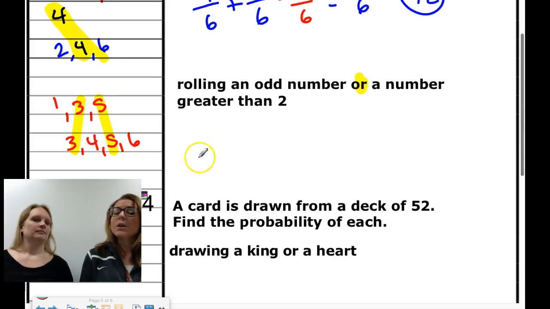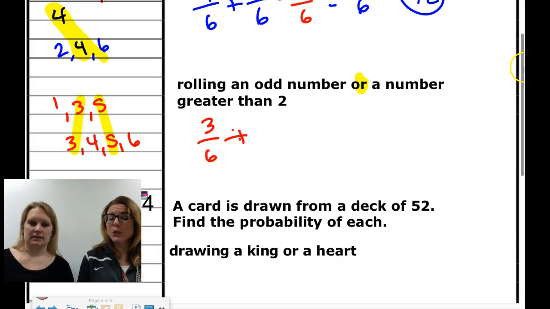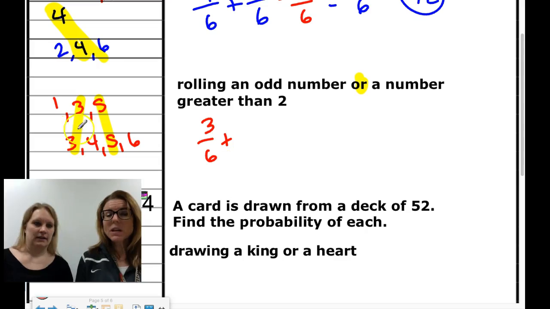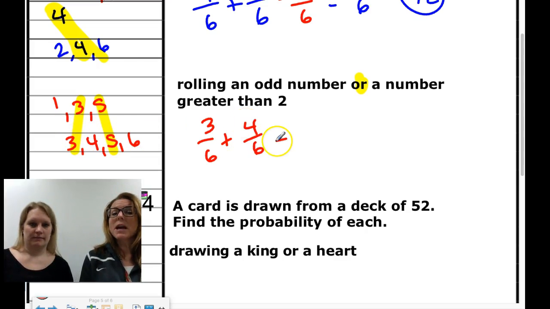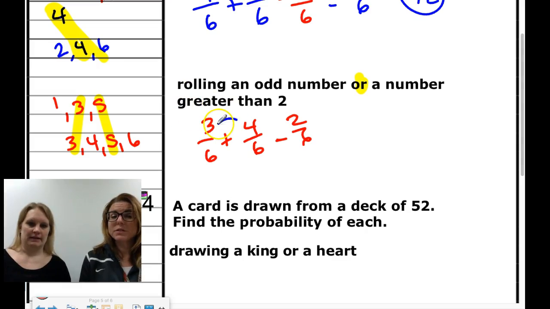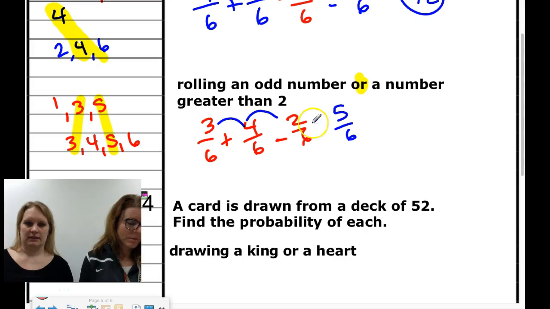Okay, so now, the probability of rolling an odd number is 3 out of 6, plus the probability of rolling a number greater than 2, which is 1, 2, 3, 4, so 4 out of 6. Minus, which ones are in both? 1, 2. There's 2 in both, so 2 out of 6. So now we add the numerators, we get 7 minus 2 is 5 out of 6, and that is the answer.